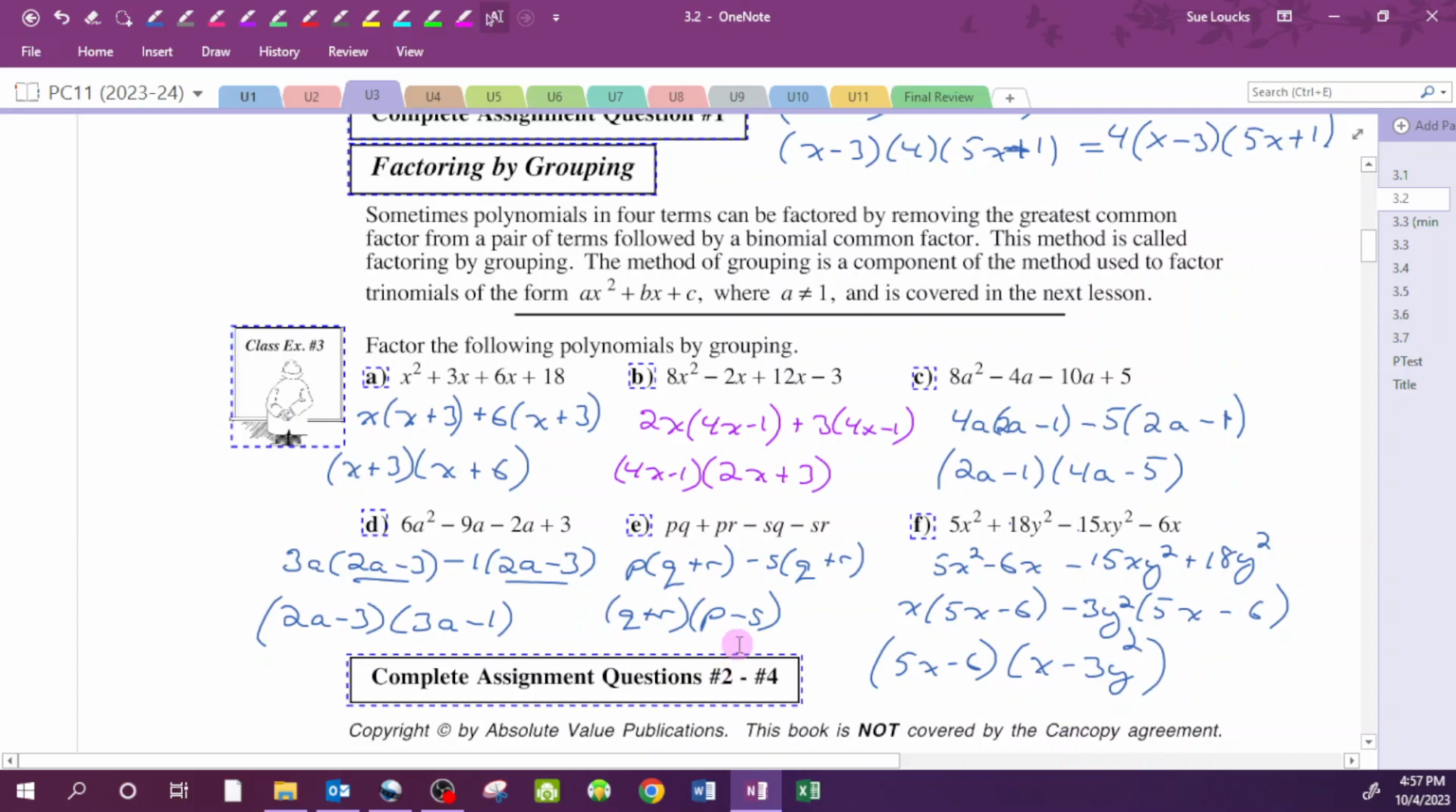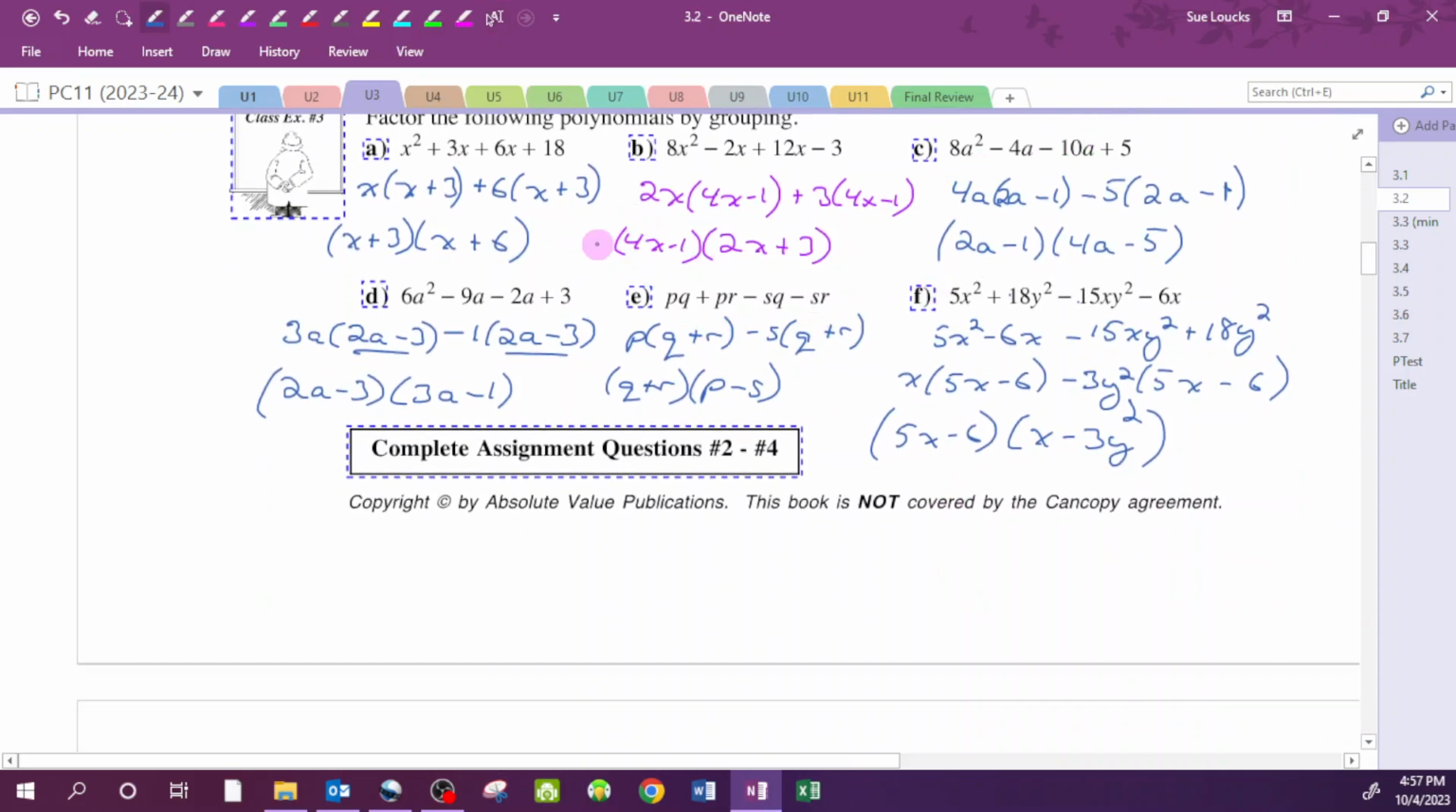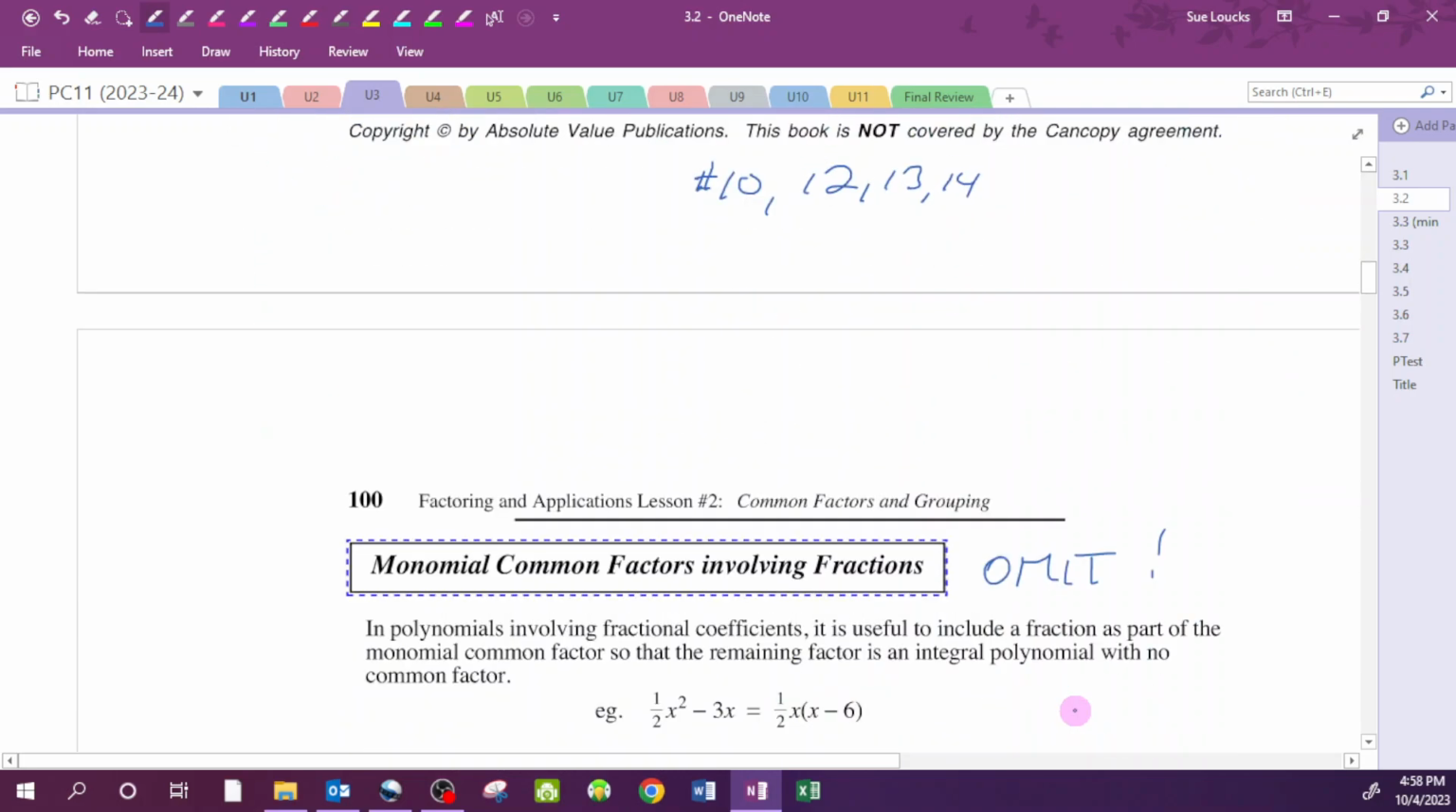As I said, you go do questions 2 to 4, but you don't need to do question 5. Well, actually, let me just double check that. Yeah, you don't need to do anything in 5 to 14. Actually, that's not quite right. I'm going to get you to do questions 2 to 4 and number 10 and number 12 and 13 and 14. Because those don't involve the fractions that the next section does. Okay, all right, that's it.